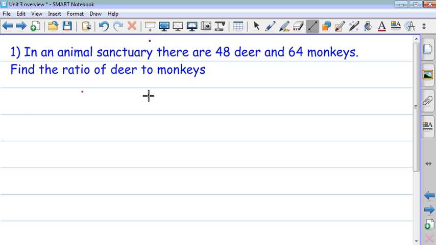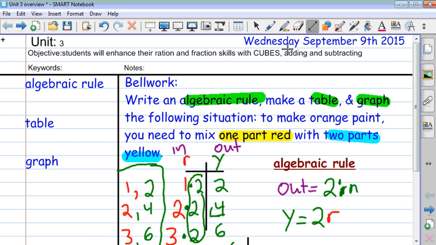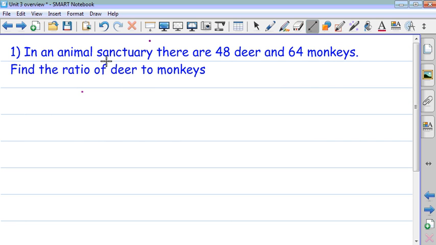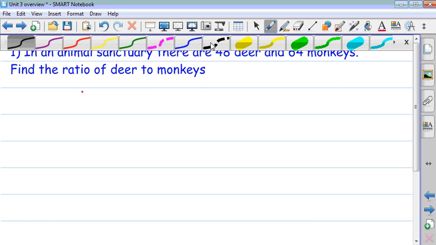On the upper portion, please write down your name. And where it says score, can you please write down your period and the date? Today's date is Wednesday, September 9th, 2015. Here we go with problem number 1. Number 1 says this. In an animal sanctuary, there are 48 deer and 64 monkeys.